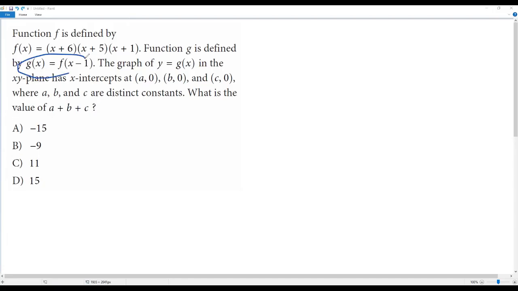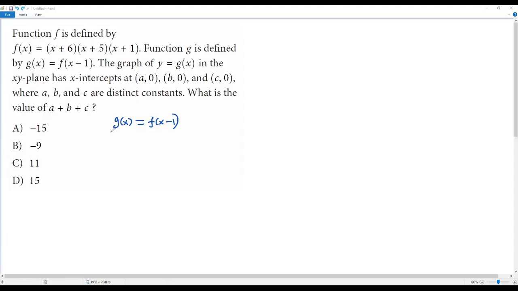Okay, now let's consider this. That is g(x) = f(x − 1). Now we have to get the x-intercepts of the function g(x). They are given in the form of (a, 0), (b, 0), and (c, 0) here. To get the x-intercepts, the function g(x) has to be known completely.